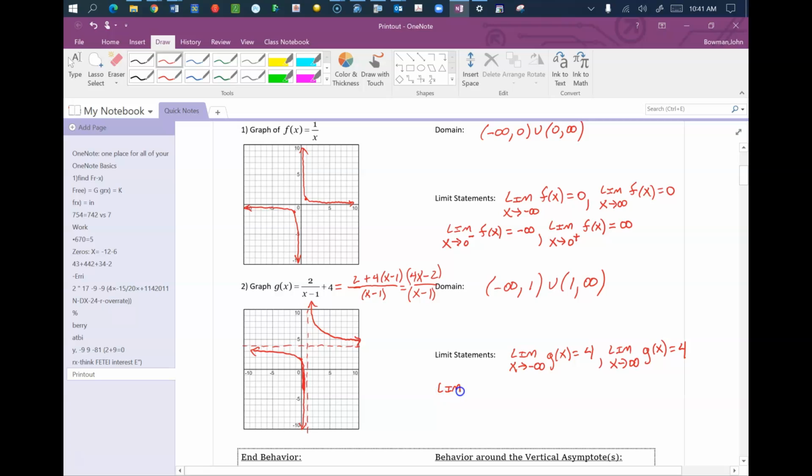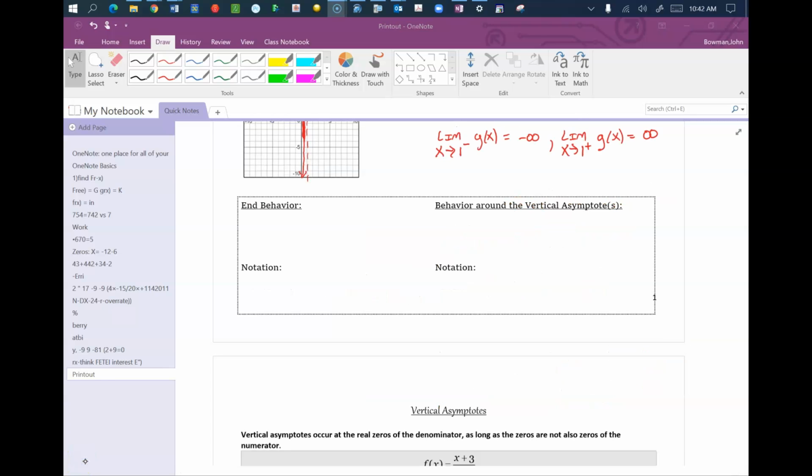The limit as x approaches positive 1 from the left-hand side of g of x is equal to negative infinity, and the limit as x approaches positive 1 from the positive direction of g of x is equal to positive infinity. To be perfectly clear about what we mean when we say end behavior and behavior near vertical asymptotes, I'm going to write a few things down here.